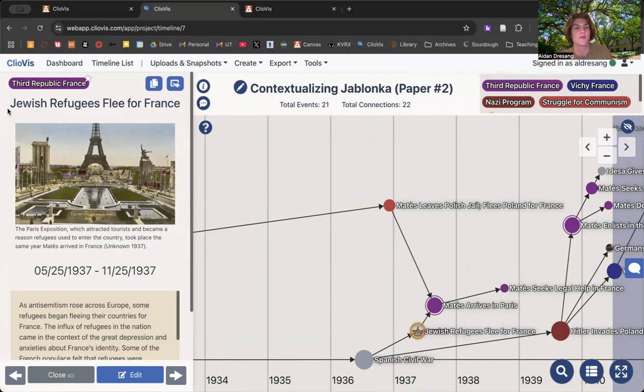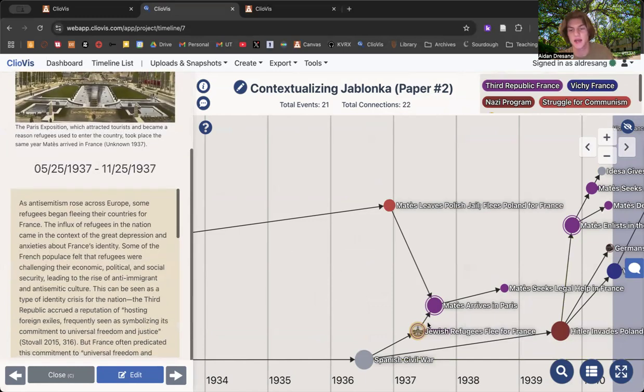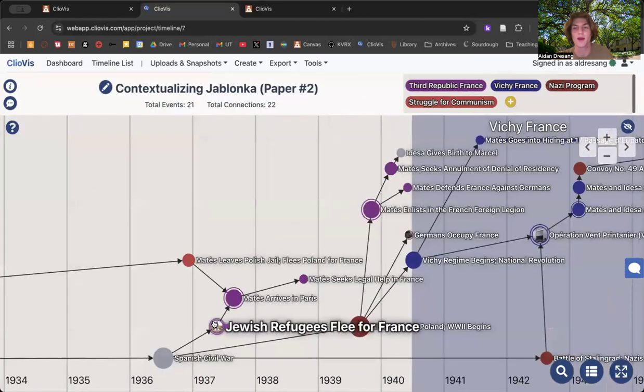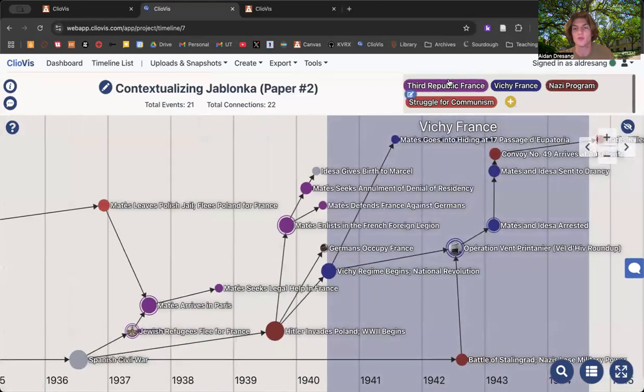So one key theme was Jewish refugees fleeing to France, and I wrote about them and then was able to connect that to the main character in the book and write about it. And then you could move things into categories again. So it really helped me break down the information that was going on and better understand it.